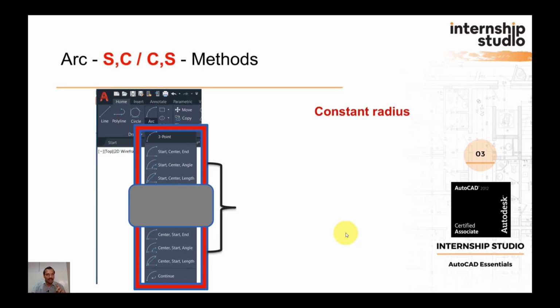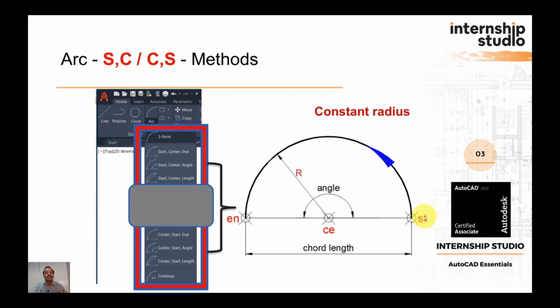Why? Because we are fixing the center and we are fixing the start point of the arc, so the radius is fixed here. Here also we are fixing the start point and the center point, so the radius is fixed. That is why these methods are called constant radius methods. Only the end point of the arc, the angle of the arc, and the length of the arc change. Only these 3 data we change, but the radius stays constant. Let us discuss these first in AutoCAD, then we go for the remaining methods.